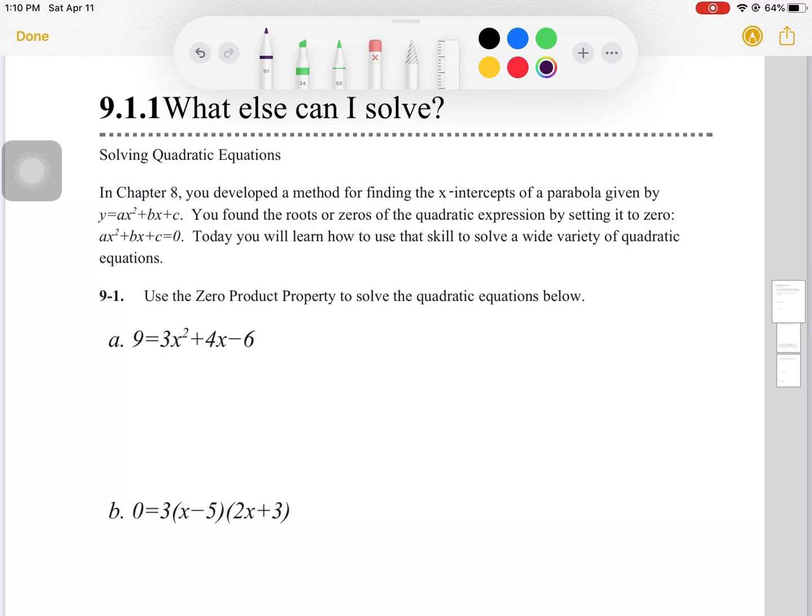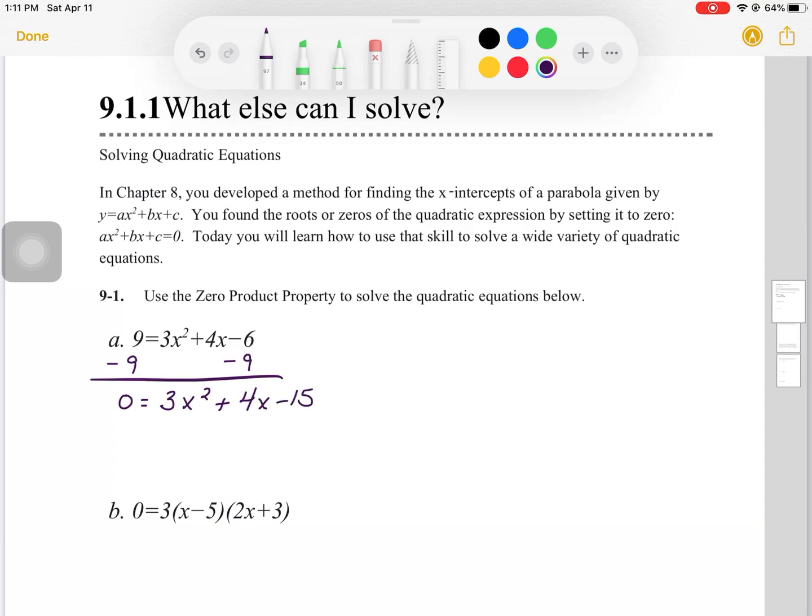So when we go through, we want to use the zero product property to solve this. We have to make sure that our quadratic is set equal to 0. And in this first problem, it's not. We should always be checking for that when being told to use the zero product property. So we're going to take this equation, my apologies, and I'm going to set it equal to 0 by subtracting 9 from both sides. And then I'm going to work to factor this quadratic.